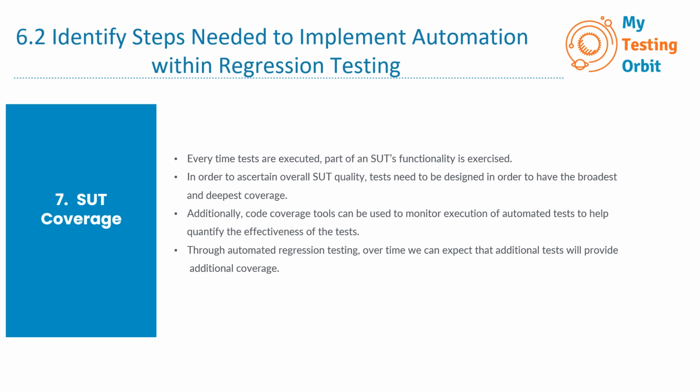Okay, so the next point is that when we repeatedly perform automated regression testing over time, by adding new tests, we can expect that these additional tests will examine and verify more parts or features of the system that haven't been previously checked. This gradual expansion of testing coverage helps ensure a more comprehensive examination of the system's functionality.